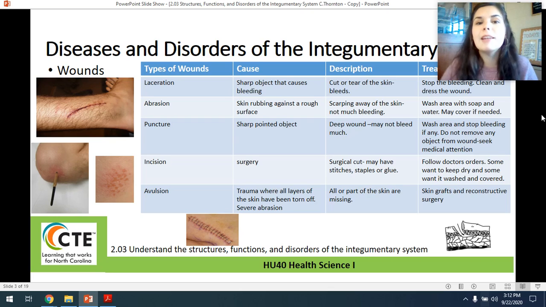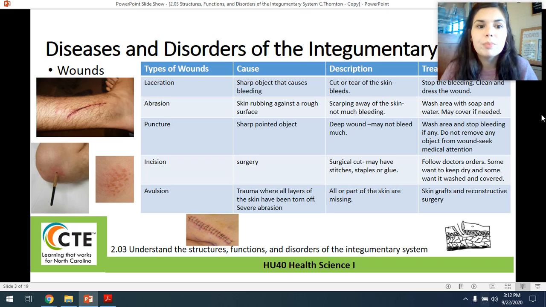Next, we're going to be looking at different types of wounds. So we're going to be looking at 5 different types: lacerations, abrasions, punctures, incisions, and avulsions. So lacerations are caused by sharp objects that typically lead to bleeding, and they cause a cut or a tear of the skin. The image on the top of the screen, top left, would be an image of a laceration on someone's leg. And typically the treatment for a laceration would just be to stop the bleeding and clean up and dress the wound.